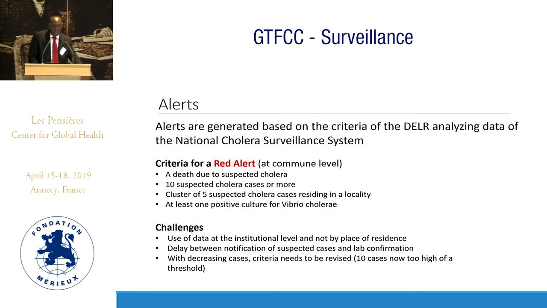Alerts are generated based on criteria, analyzing data of the National Cholera Surveillance System. Criteria for a red alert at commune level: a death due to suspected cholera, 10 or more suspected cholera cases, a cluster of 5 suspected cholera cases residing in a locality, at least 1 positive culture for Vibrio cholerae.